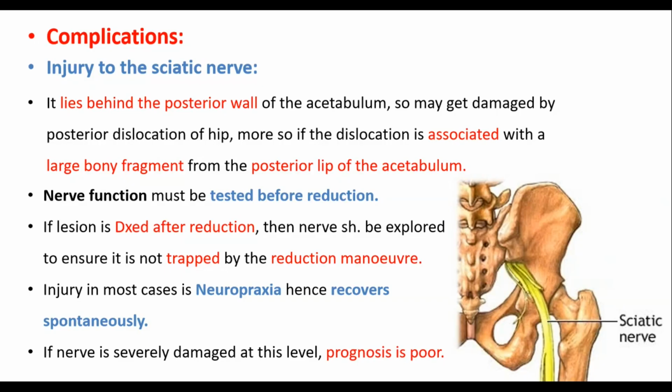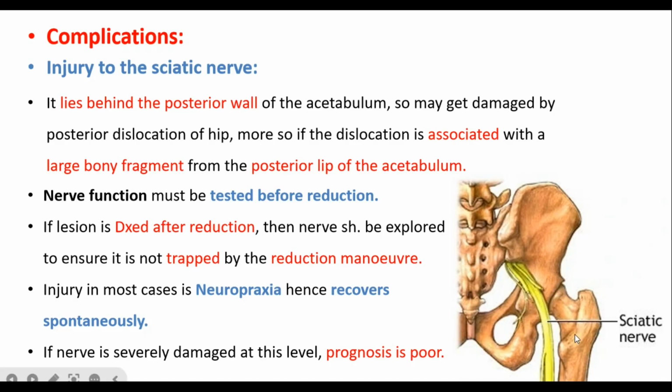Complications. There are many complications associated with the posterior dislocation of the hip joint. The very first is injury to the sciatic nerve. This we have already discussed, but here is the detail. As I have already told you, this nerve lies behind the posterior wall of the acetabulum. So it might get damaged by the posterior dislocation of the hip, more so if there is an associated fracture of the acetabulum, especially if there is involvement of a large bony fragment.